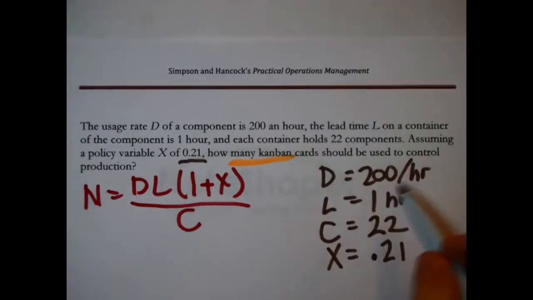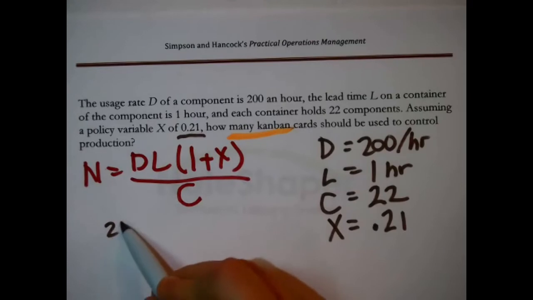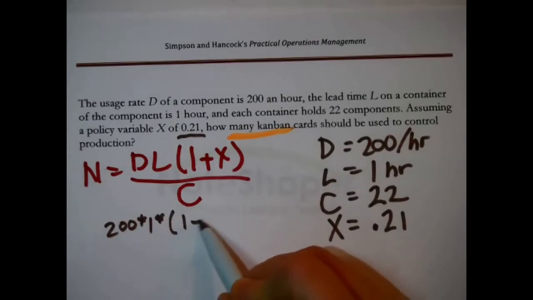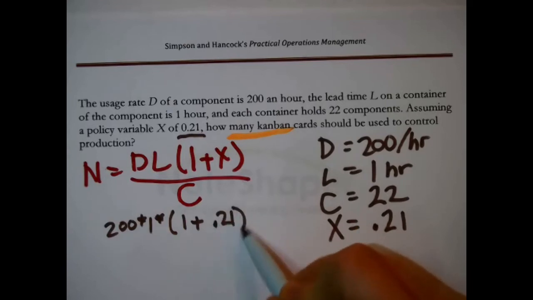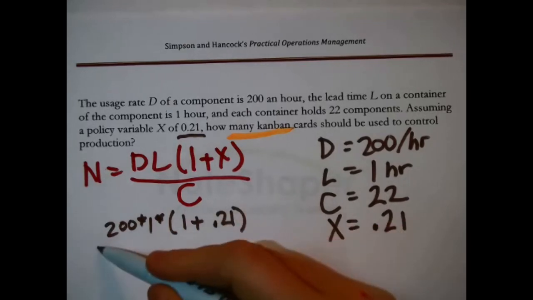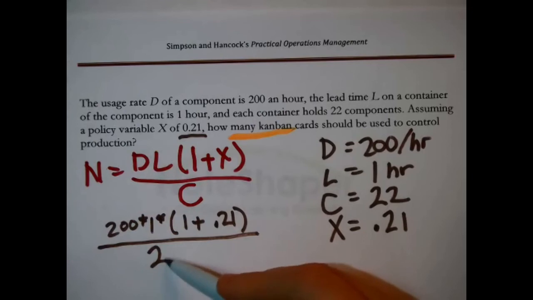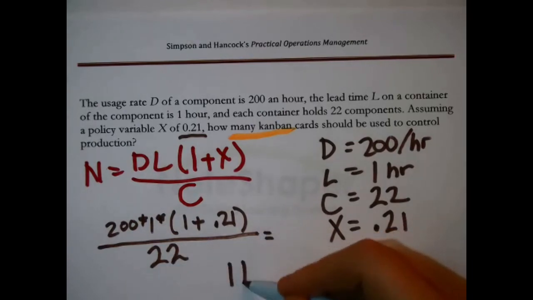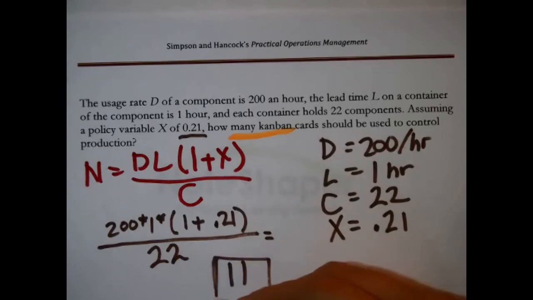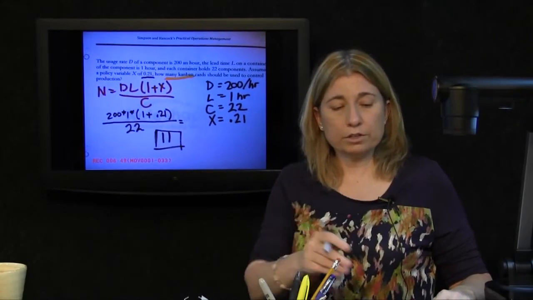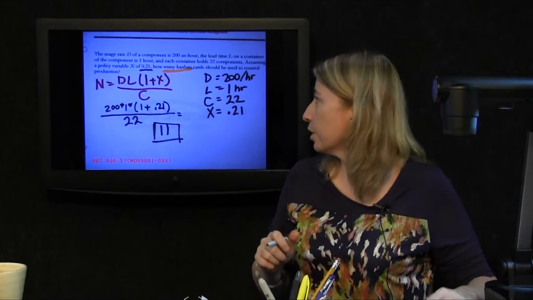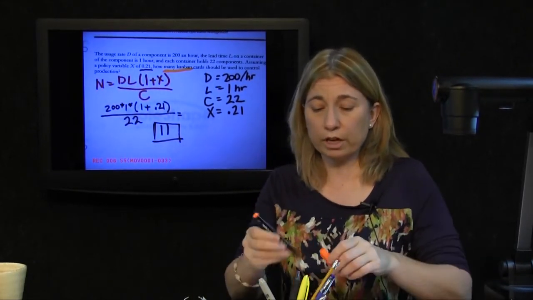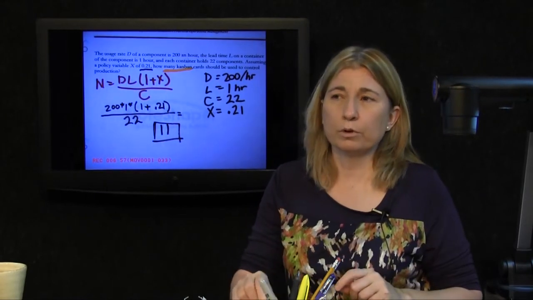Now in this particular case, it's 200 again times 1 times 1 plus 0.21, or 1.21 in the numerator, divided by the little container size 22 in the denominator. I get that that comes out to be 11 even. So the answer to this question is you should use 11 Kanbans, 11 cards. You should release 11 cards into the loop.